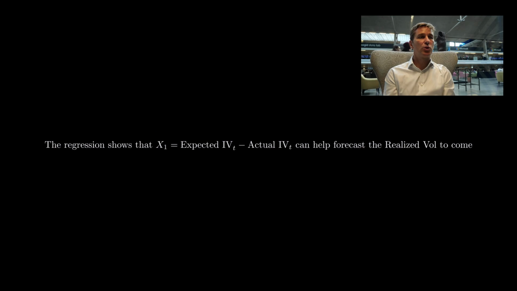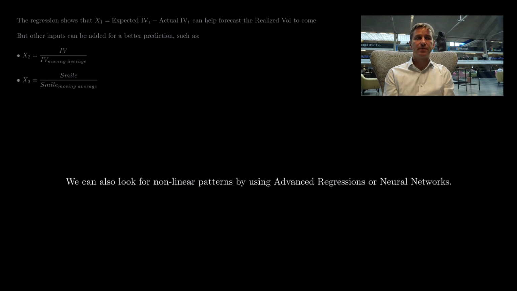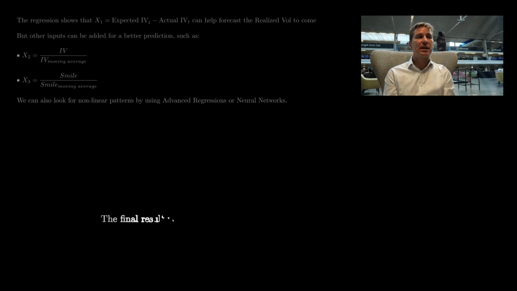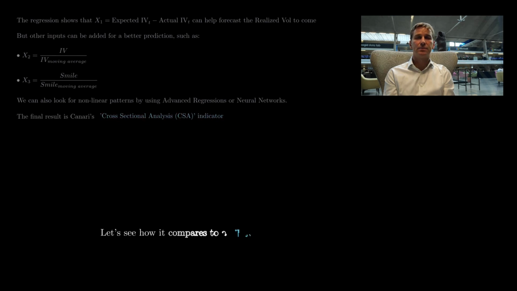We have just found a good indicator of the cheapness of the IV based on historical and static data. We can add others based on IV dynamics, for example. We can also replace the linear regression by more advanced machine learning techniques to look for nonlinear patterns. This is how the CSA indicator is built. Let's see how it compares to a basic indicator.